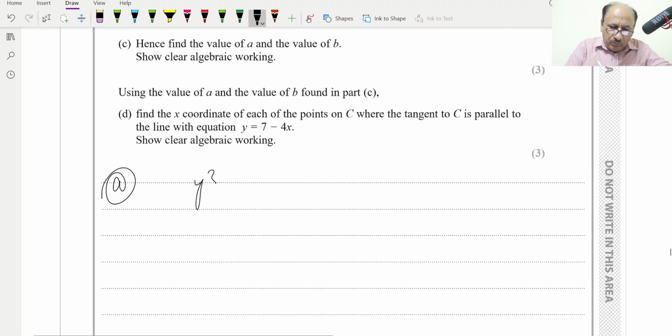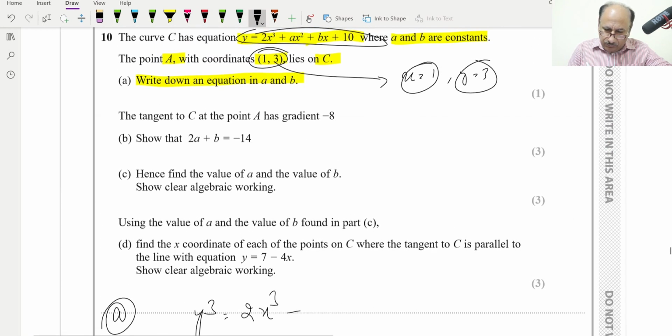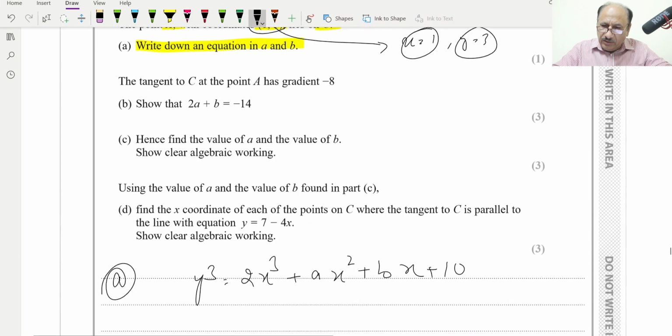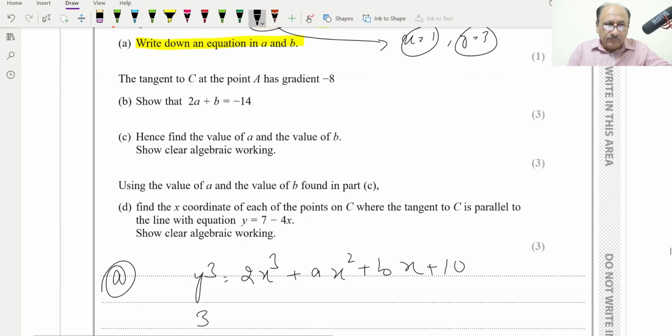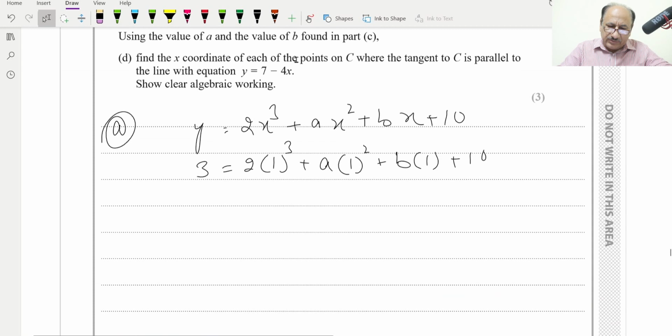y = 2x³ + ax² + bx + 10, and y is equal to 3. So 3 equals, with x value 1, 2 into 1 cubed plus a into 1 squared plus b into 1 plus 10. So this will be the equation after replacing the x and y values.